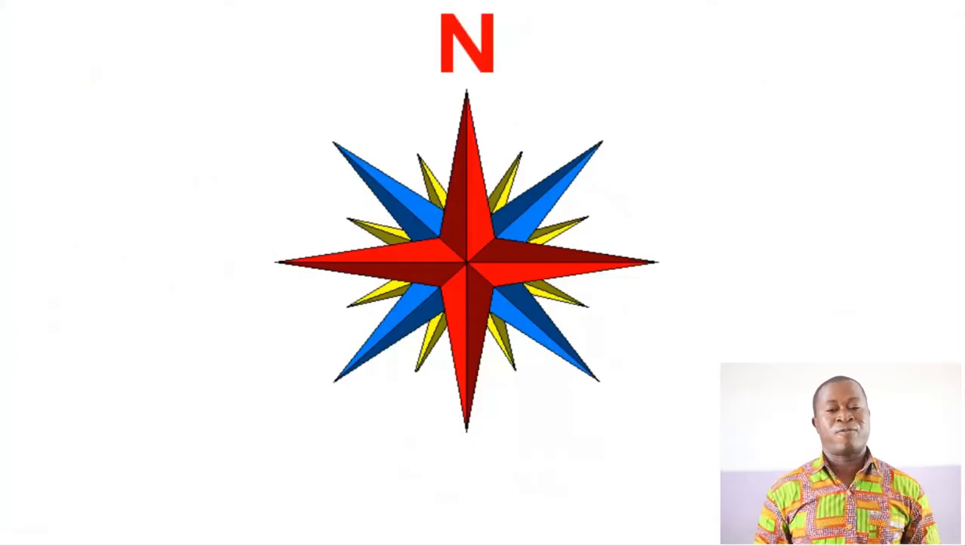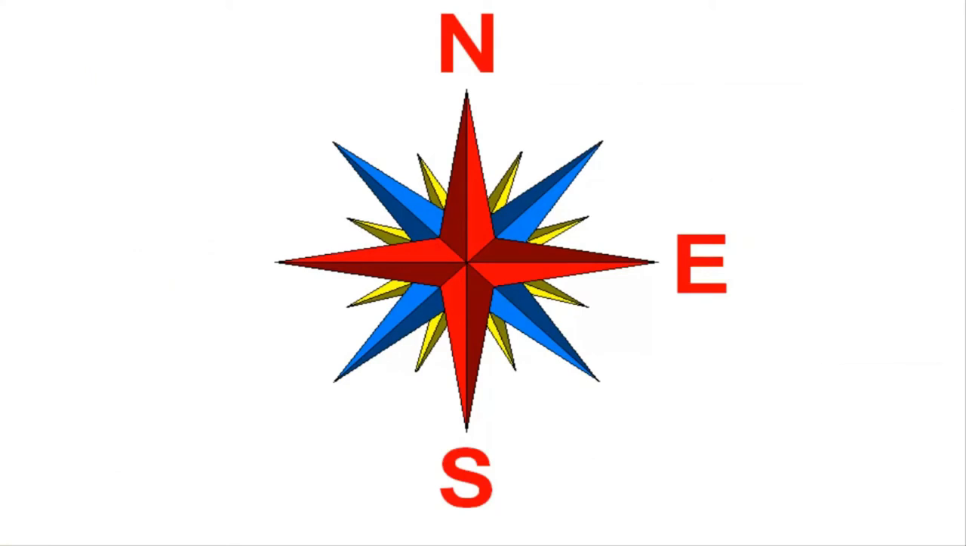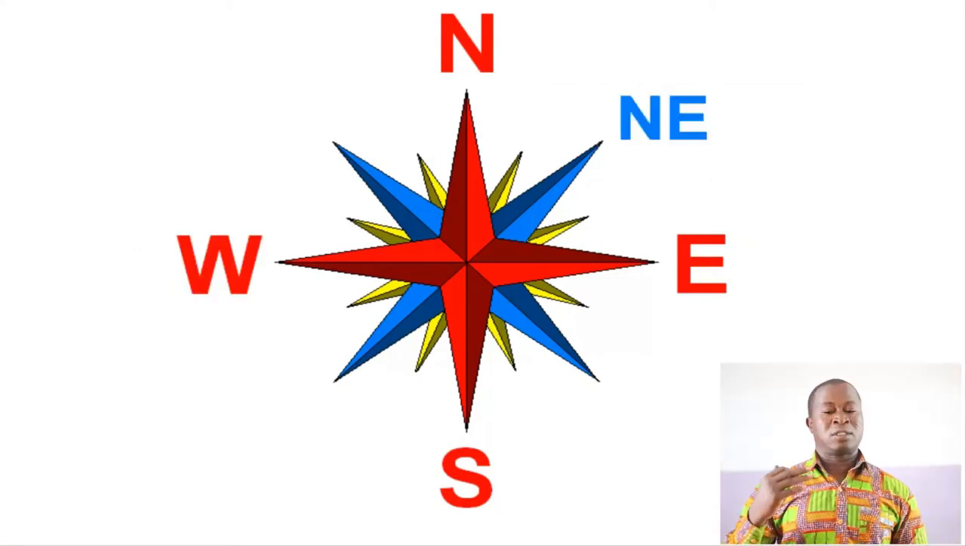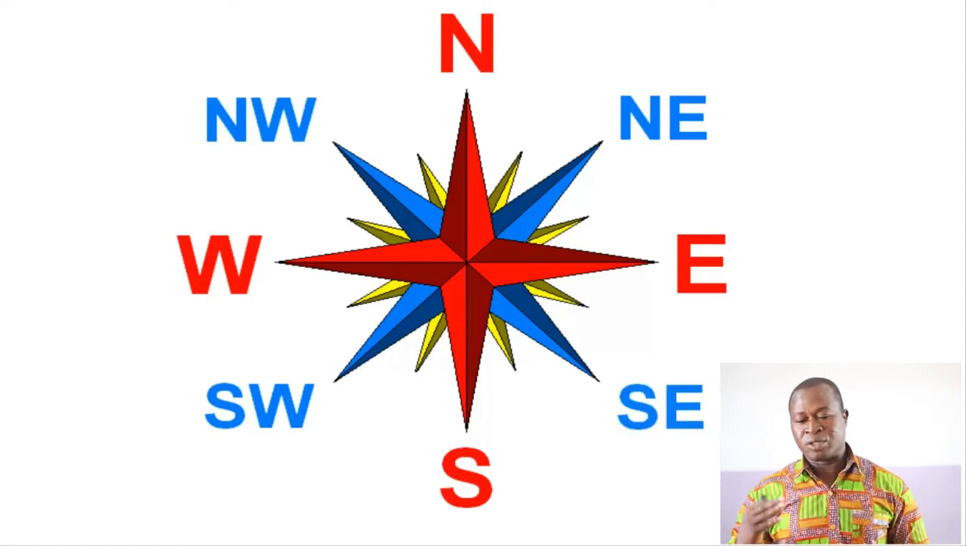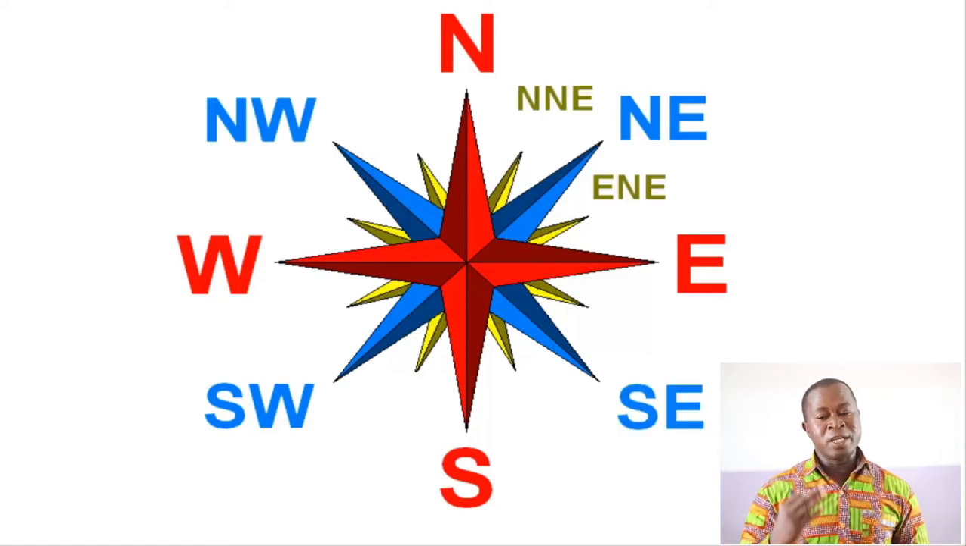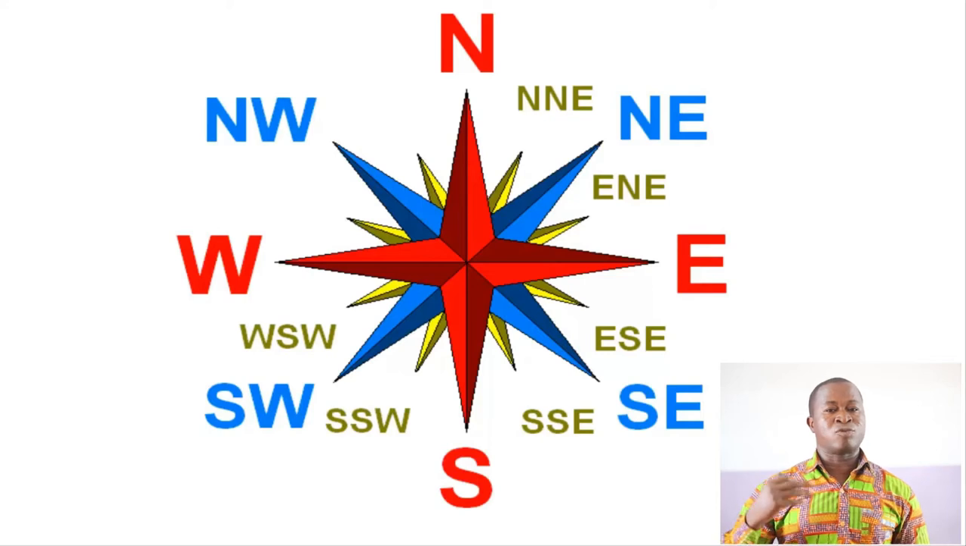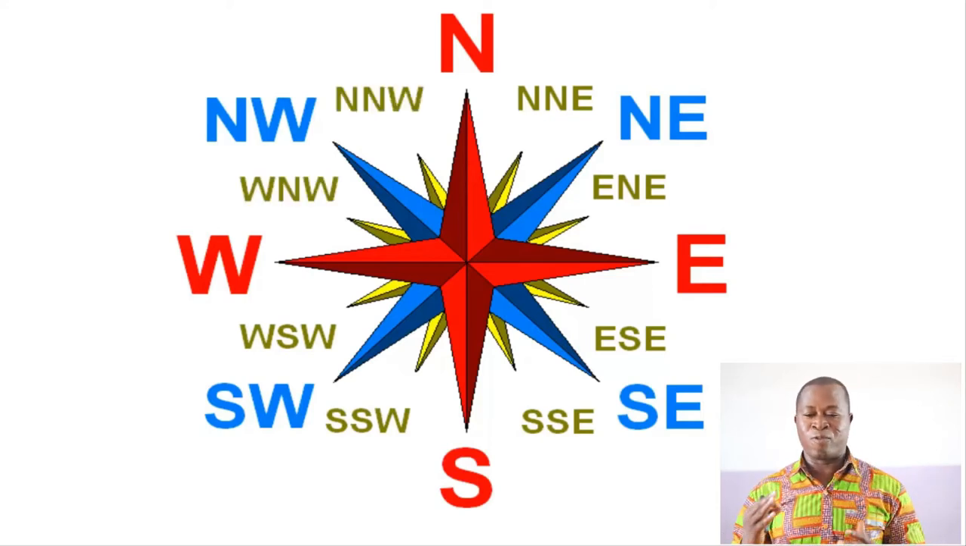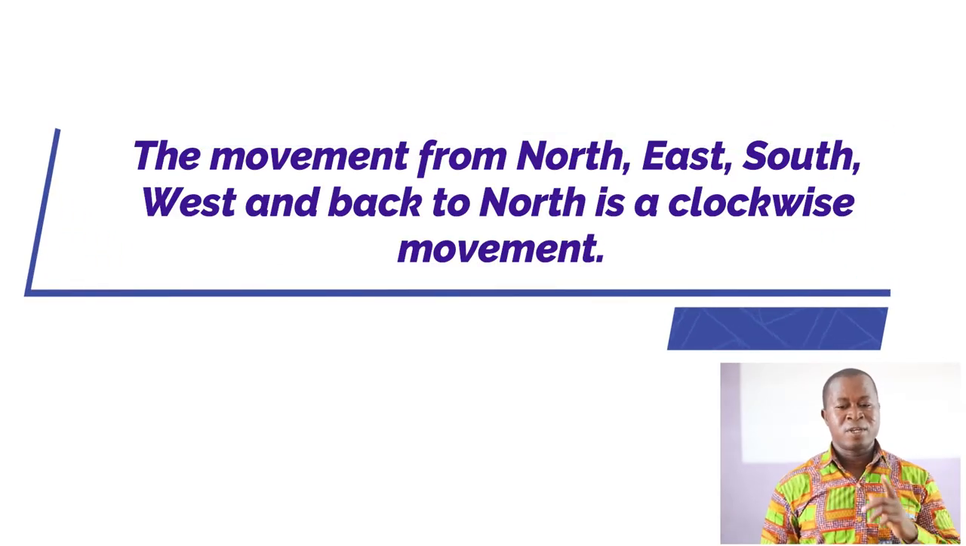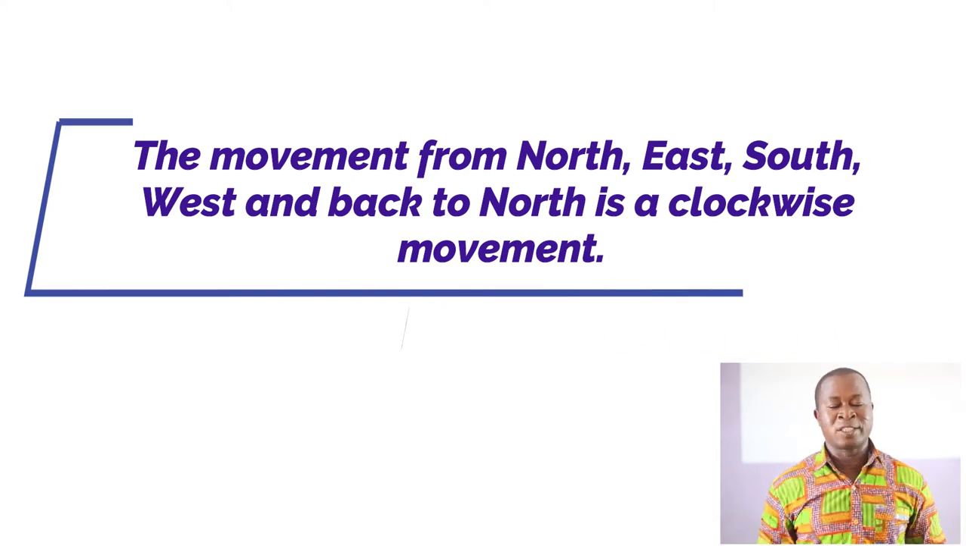Similarly, the eight cardinal points can be further subdivided into 16 cardinal points, as in we have north, north-northeast, northeast, east-northeast, east, east-southeast, southeast, south-southeast, south, south-southwest, southwest, west-southwest, west, west-northwest, northwest, north-northwest. Then I come to the north pole again. Now, the movement from north, east, south, west, and back to the north is a clockwise movement.